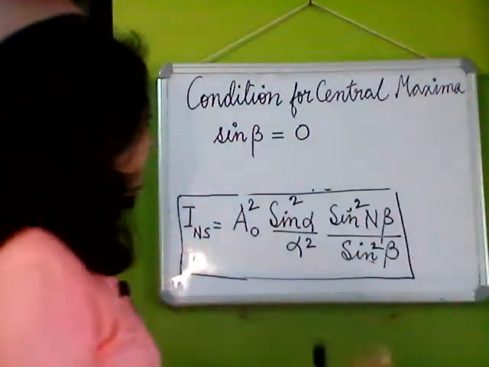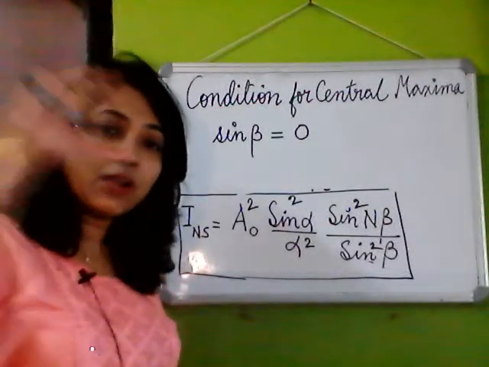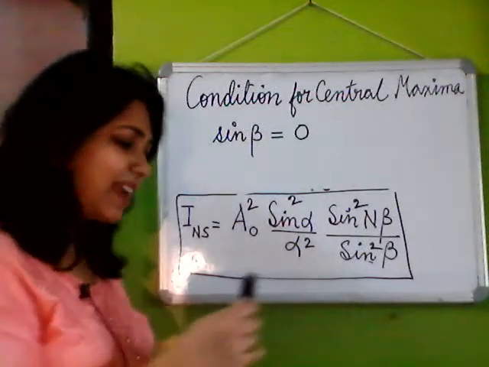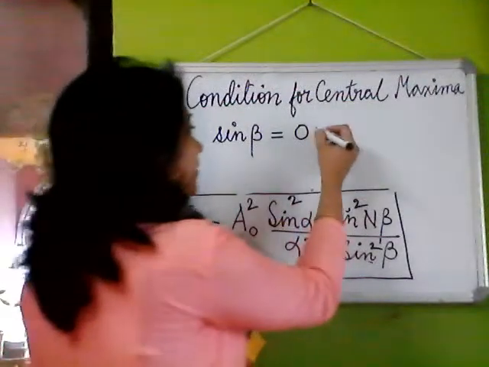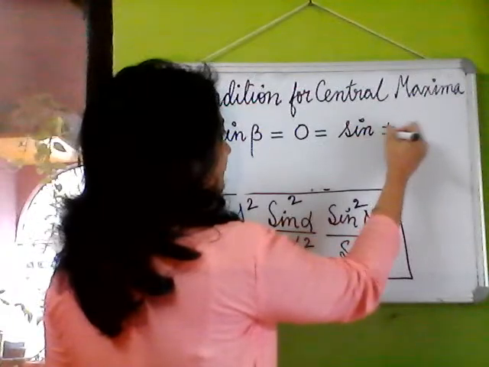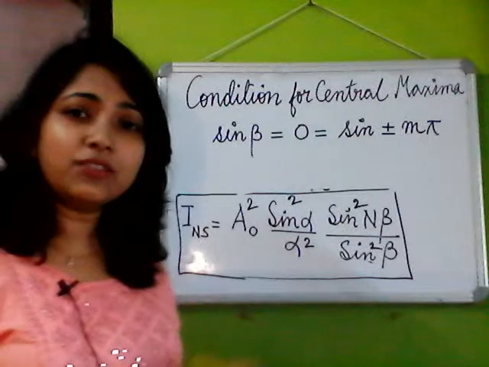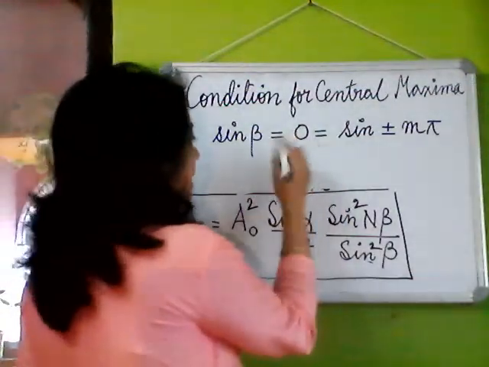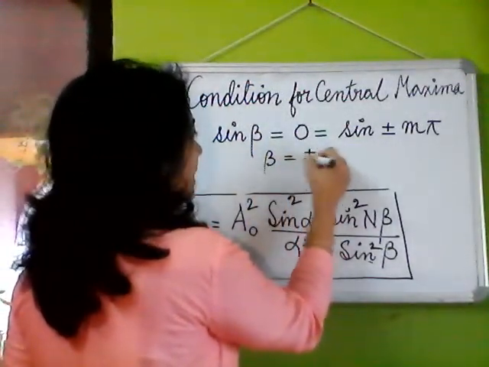So as I was telling you, this sine beta factor should go to 0 because this will eventually lead us to theta equal to 0. And if I start from here, what are the values of beta which will give us this? They will be sine of plus minus m pi. I am not using the small n so that we are not confusing between the earlier numbers. So what is this beta then? This beta can be written as plus minus m pi.